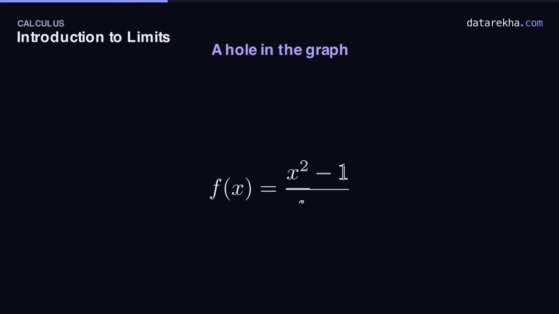Time for the picture that makes limits click. Take this function, x squared minus 1 all over x minus 1. Try to evaluate it right at x equals 1 and it falls apart. The top becomes 0, the bottom becomes 0, and 0 over 0 is not a number. So at x equals 1, the function is simply undefined.